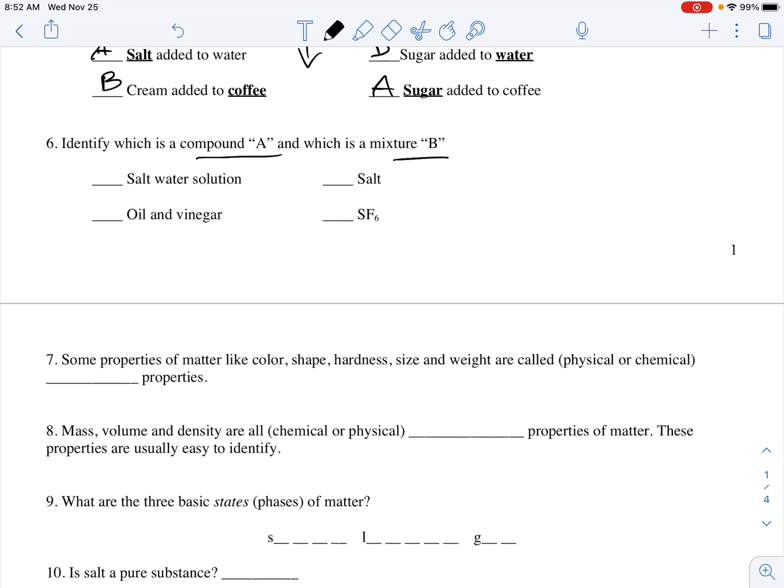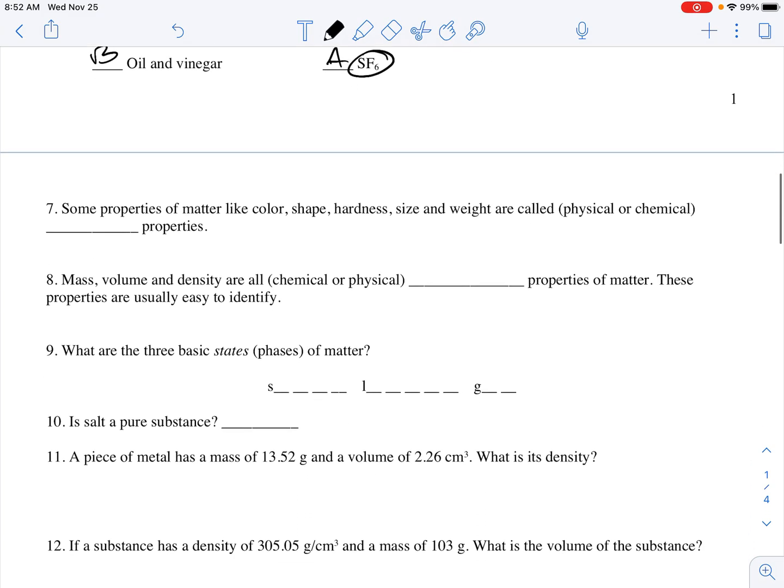Compound and mixture. So compounds would be something like SF6, where I have multiple elements, or salt, or it's like NaCl, right? Mixtures would be multiple different things put together.